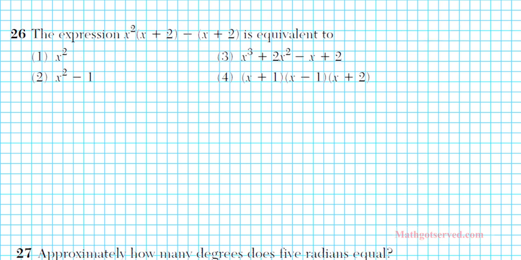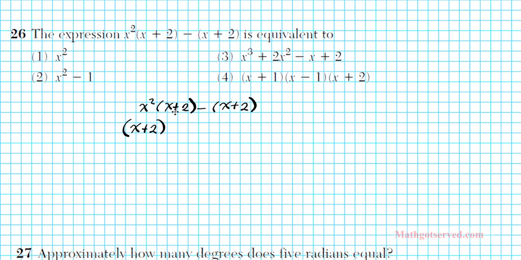All right, let's take a look at number 26. This is a factoring by grouping example. So we have x squared times x plus 2, minus x plus 2. Factoring by grouping, you notice that these two quantities are identical, so we factor that out, so we're going to have x plus 2.